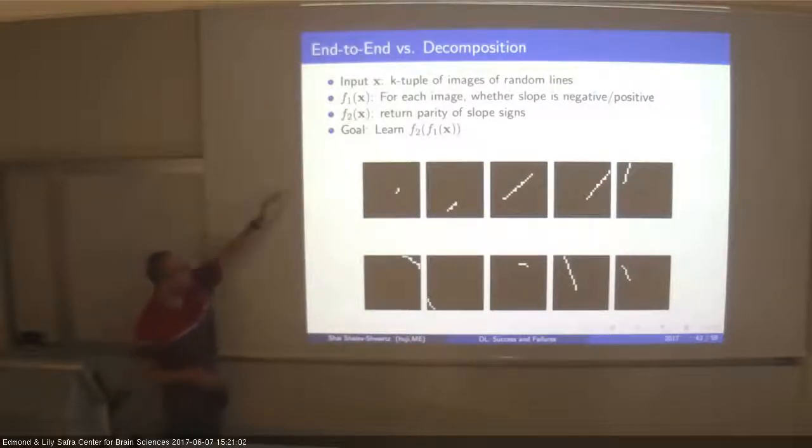So, and the goal is to learn the composition. Think about k as being 3. I have 3 images, they have slope, positive or negative. The label is the parity of the slope of the 3 images. Again, it's just 3 images. Should be very easy, right?